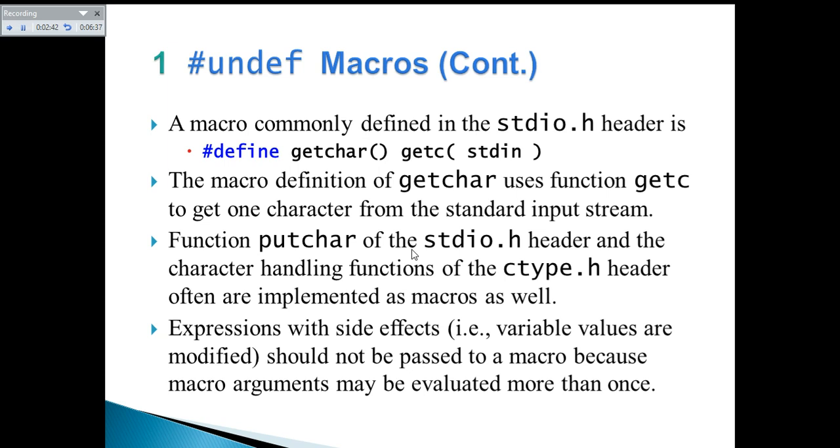Why should we avoid expressions with side effects? Because if you pass expressions with side effects as arguments to macros, the property of macro arguments is that they will be evaluated more than once. So if they have these side effects, they will be evaluated more than once and they will be modified. So they will give different results at different times for the same macro.